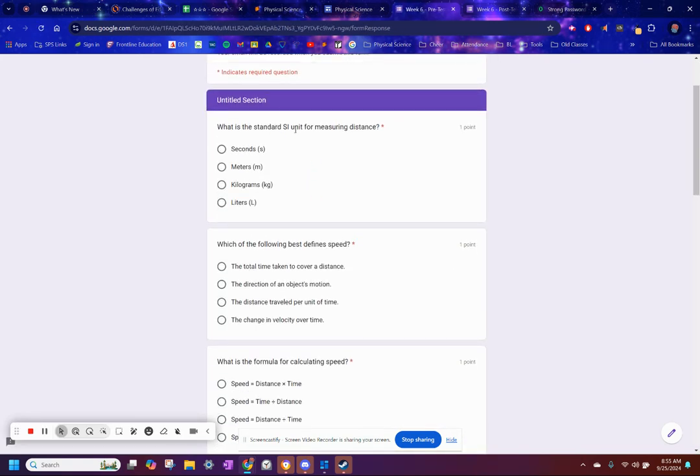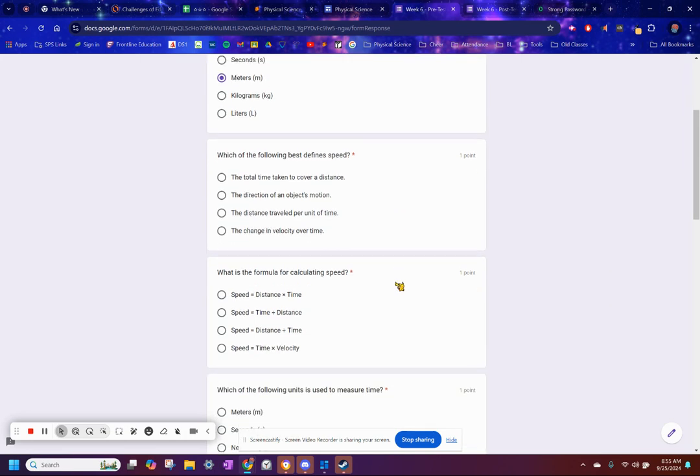What's the standard SI unit, or what's the unit for measuring distance? That's going to be the meter. Okay. That's a time. That's a mass. That's a volume. This is the only distance in this whole entire set of questions.